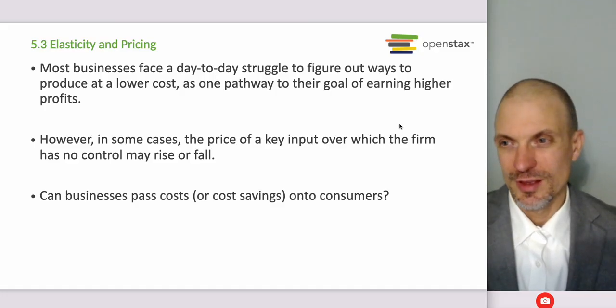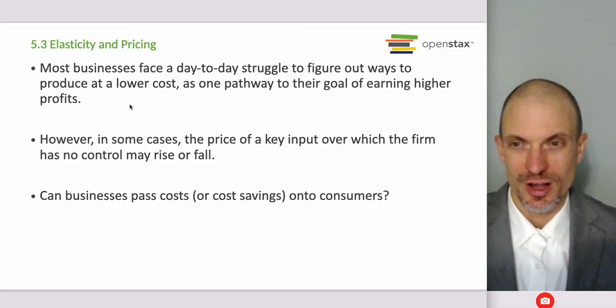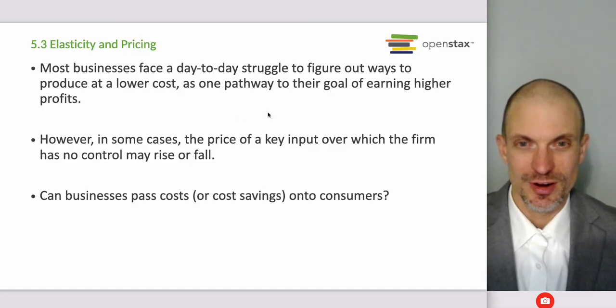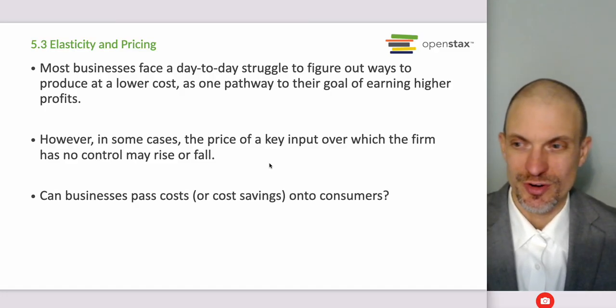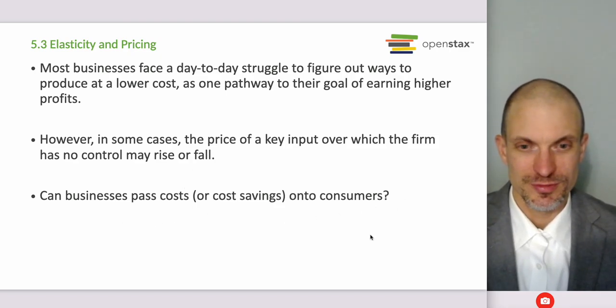Okay. Most businesses face a day-to-day struggle to figure out ways to produce at a lower cost as one pathway to their goal of earning higher profits. However, in some cases, the price of a key input over which the firm has no control may rise or fall. Can businesses pass costs or cost savings on to consumers? Well, that has to do with, is demand or supply more inelastic or elastic?